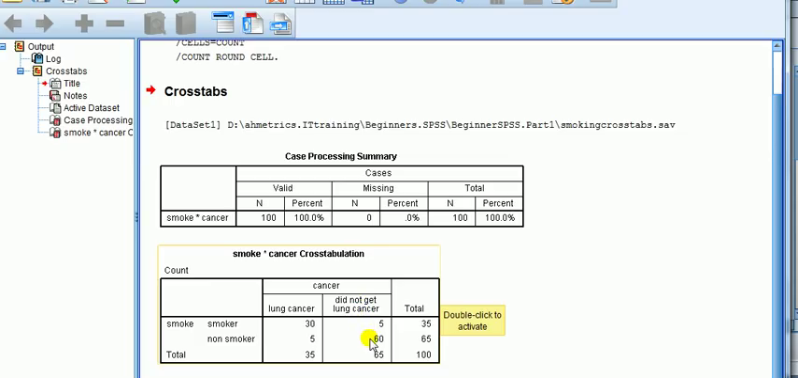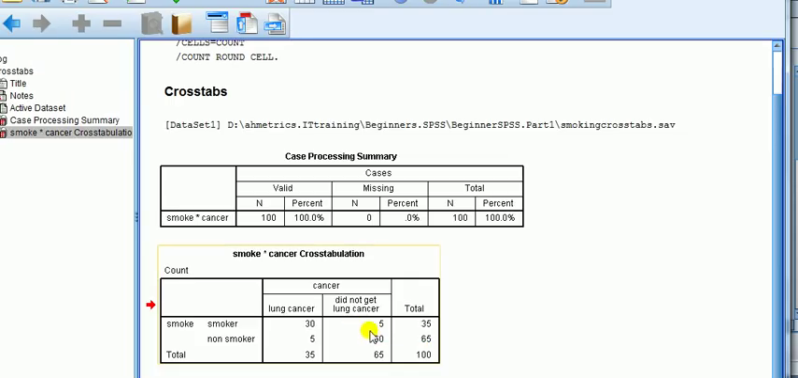How many people? We know that there's 100 people. Out of 100 people, how many people altogether got lung cancer? 35, because you add up this column of people who got lung cancer, 30 plus 5 is 35. That's why this total is totting up these columns there. I really hate this double click to activate thing that keeps popping up in SPSS, it's very annoying. Right, how many people did not get lung cancer?